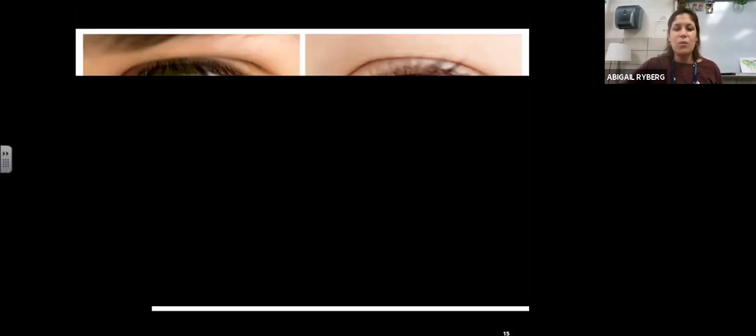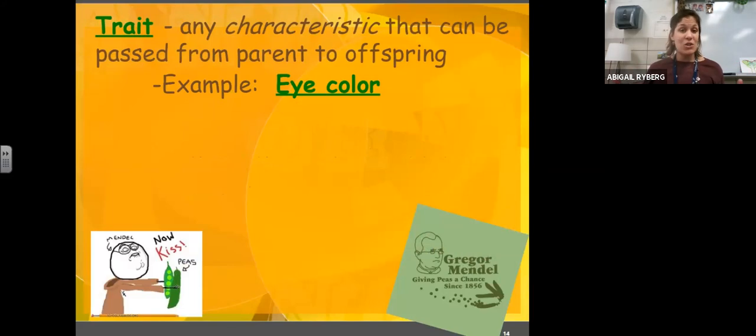Okay, so when we look at genetics here, we're going to be looking at traits. And the term trait refers to any characteristic that can be passed from parent to offspring. So anything that's passed from parent to offspring. An example of this, the classic one I always use, is eye color.